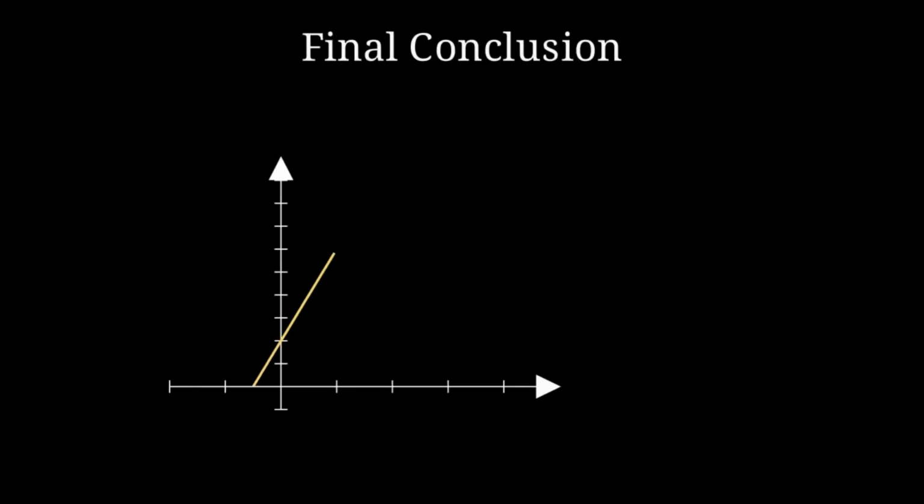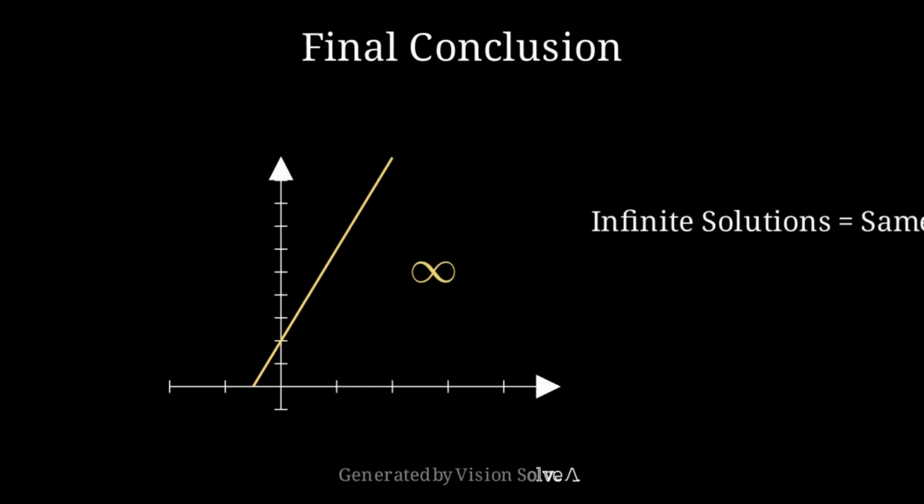Mastering linear systems allows you to predict how equations will interact. Whether there is one solution, no solution, or infinite solutions, the relationship is always hidden within the coefficients.